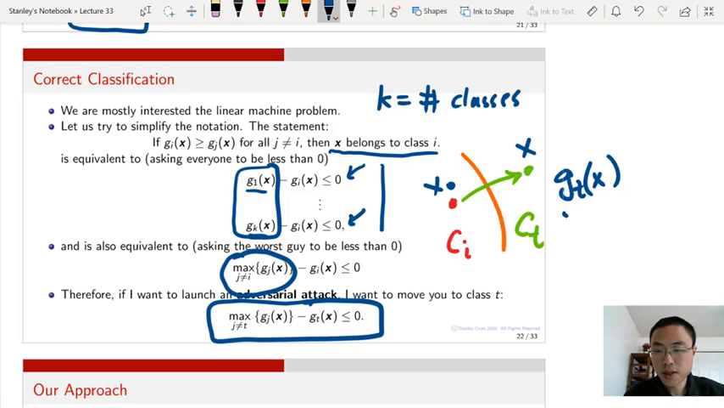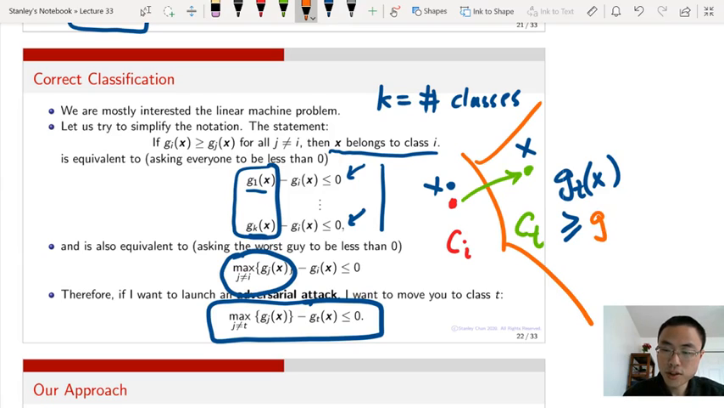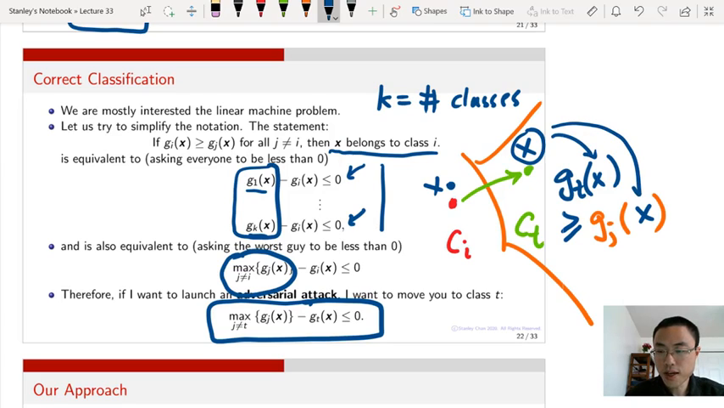This has to be higher than any other class. So imagine that you have another class here, another class here. It has to be bigger than gj of the same x that you're looking at. Okay, so put this x into this equation, into that equation.